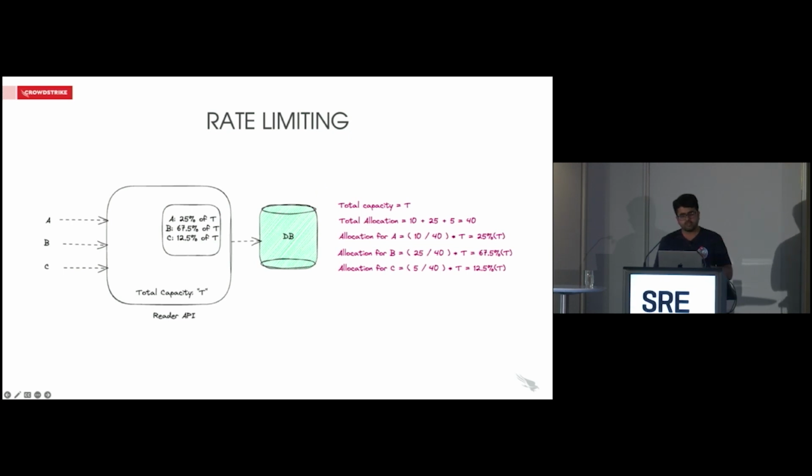Remember the adaptive rate limiting strategy we discussed before? It works amazingly well when the reader API has one downstream dependency, like a single database cluster, for example. It is both fair and greedy when appropriate, and helps improve the overall throughput. But this system actually has a pretty significant drawback.